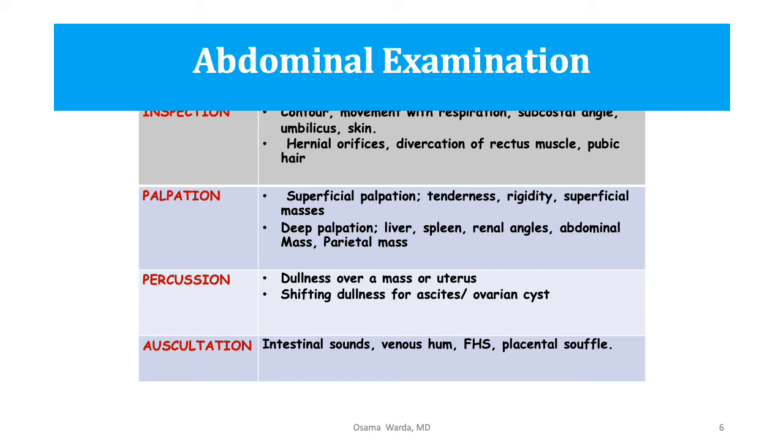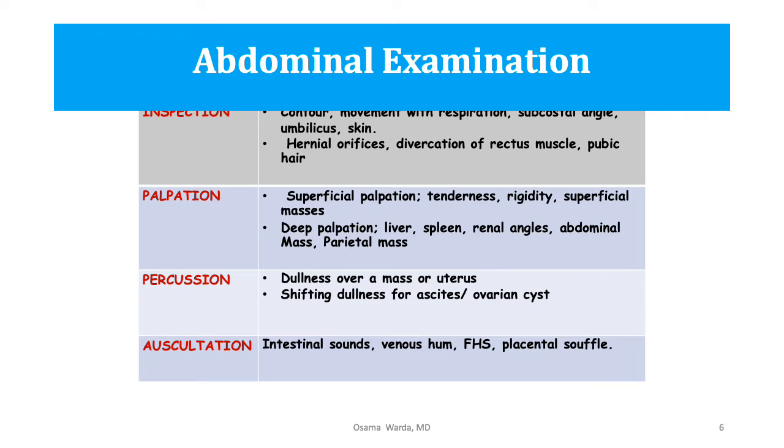Here we should note that we can simply differentiate between any mass found if it is intra-abdominal or parietal by asking the patient to raise her head unassisted by her arms. If the mass becomes more prominent, it is a parietal mass. Let's say it is in the anterior abdominal wall. If the mass becomes less prominent, hidden by the contracted anterior abdominal wall, it is intra-abdominal mass. This test may be termed getting up test.